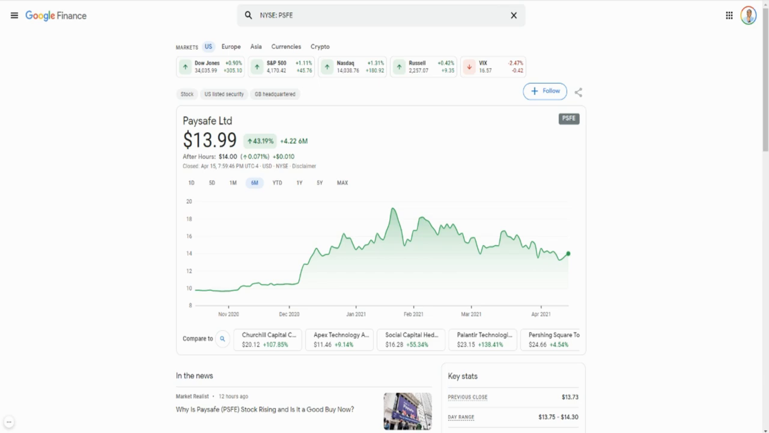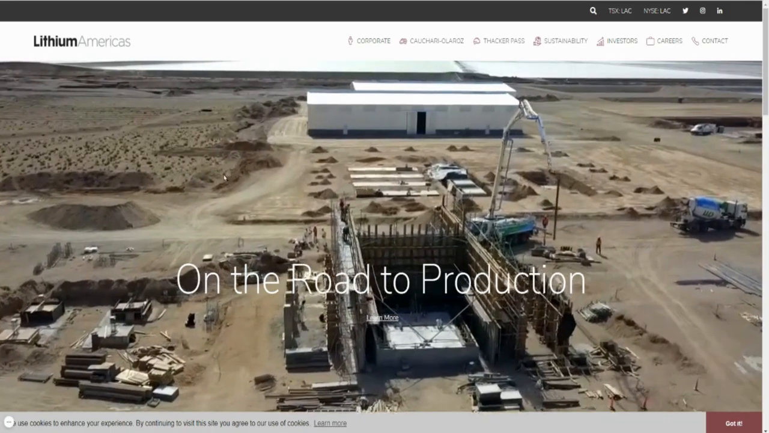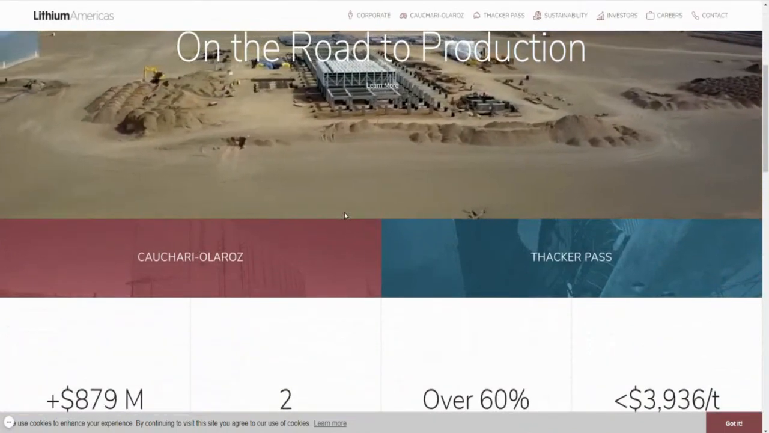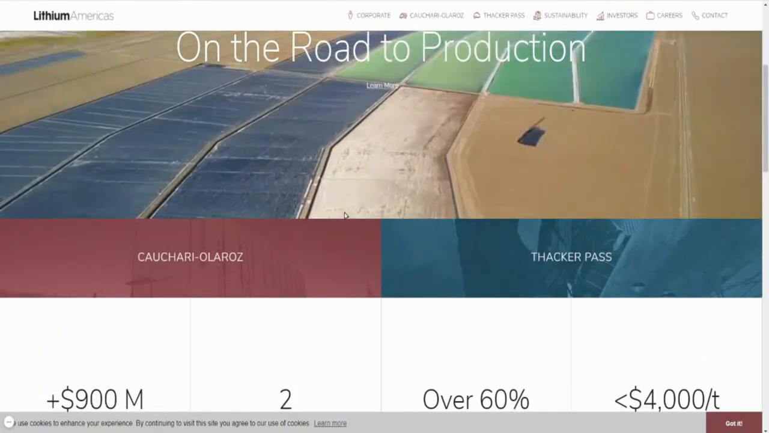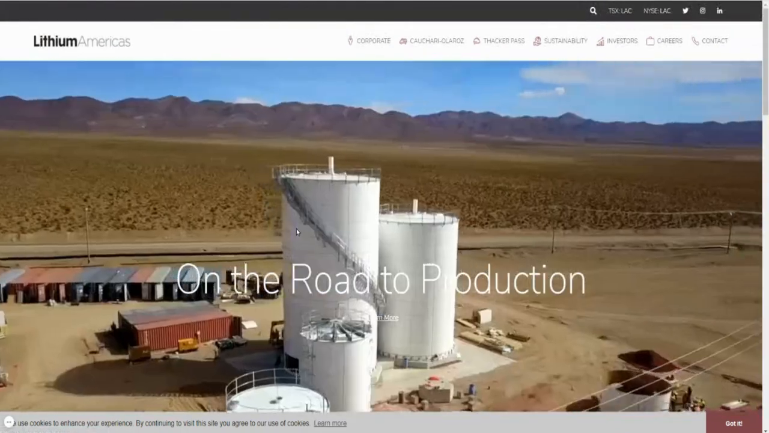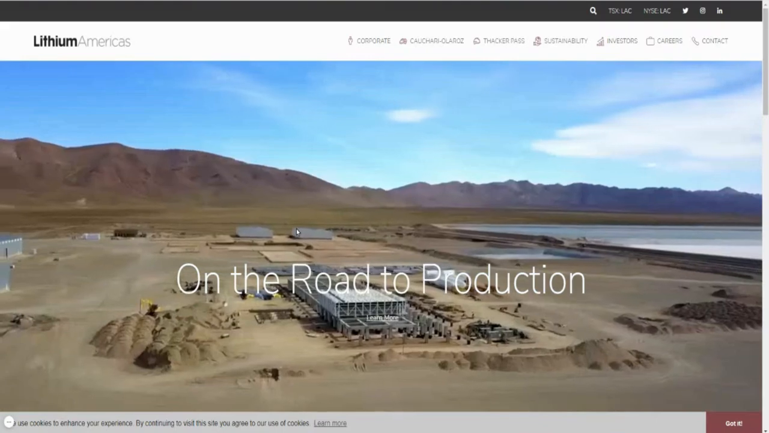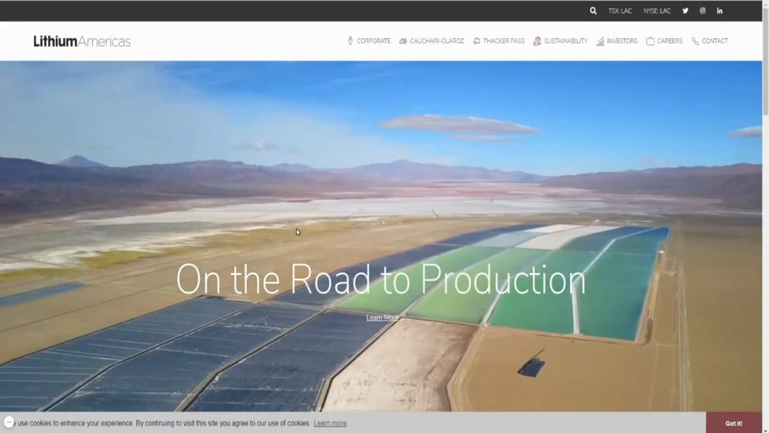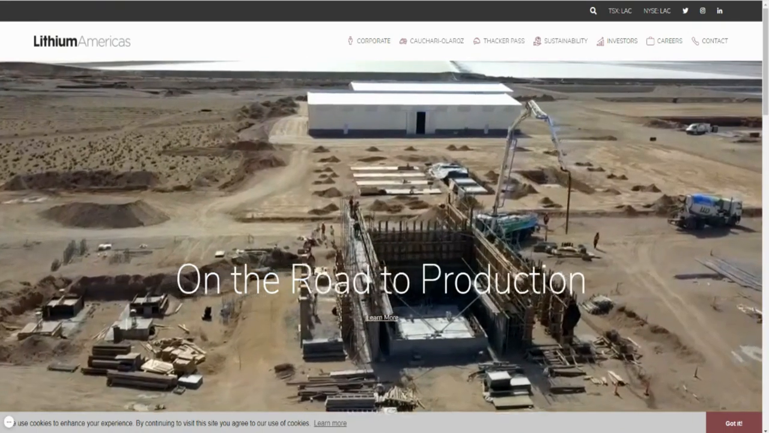And then number five here is one that I've covered here, Lithium Americas. Of all this list, this one is the one that has a little bit of risk because they haven't started production yet. This one is just in the process of getting all their paperwork and building their production facilities and getting everything ready.